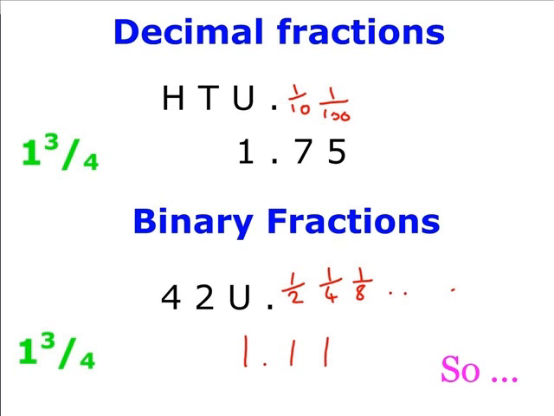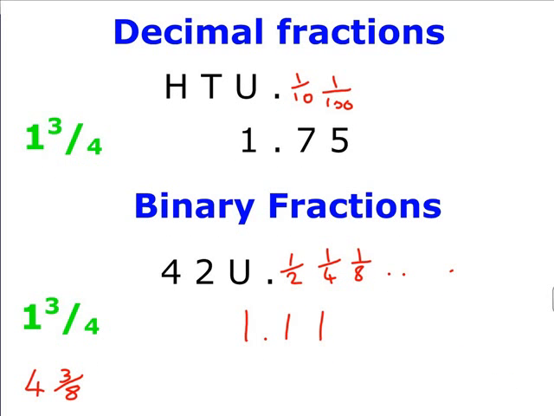So the 1 3/4 we converted to a decimal fraction earlier can now be converted to a binary fraction to give 1.11, which is 1 under the units column plus a 1 under the halves column plus a 1 under the quarters column, totaling 1 3/4. Because 1 plus a half plus a quarter gives 1 3/4. Simples.